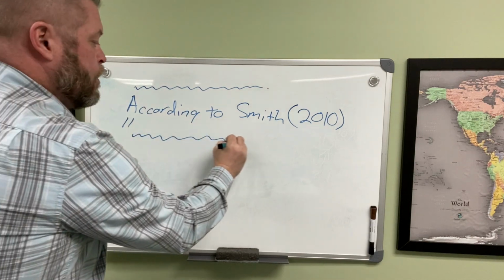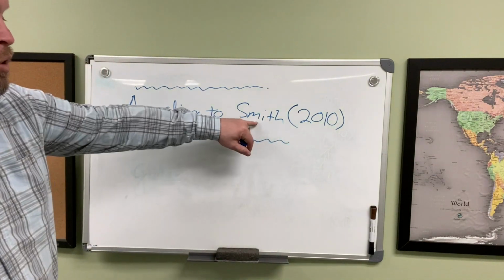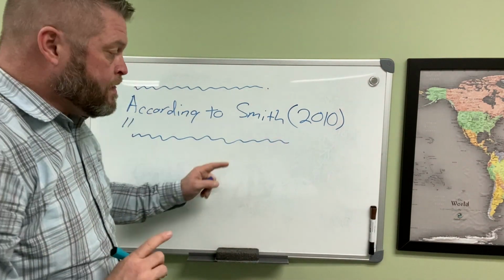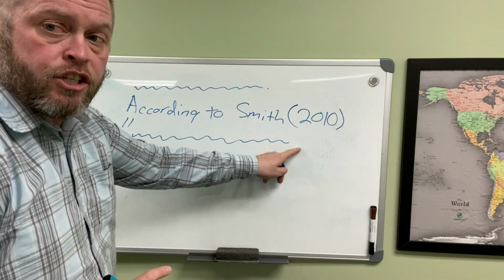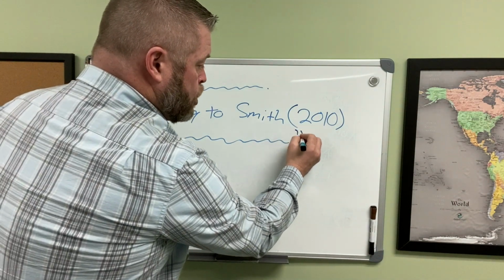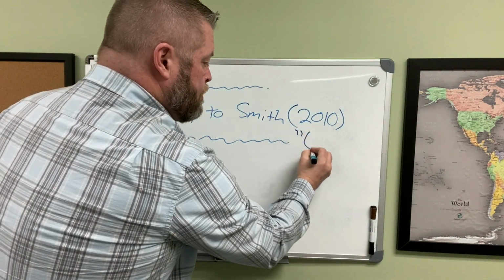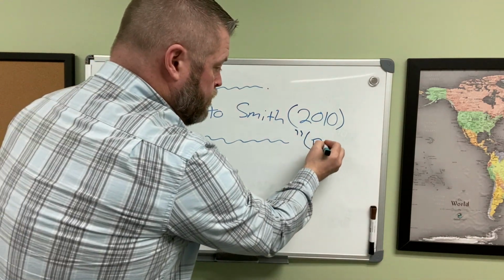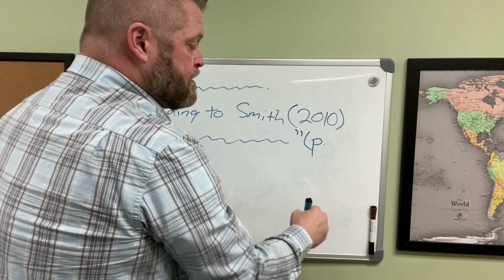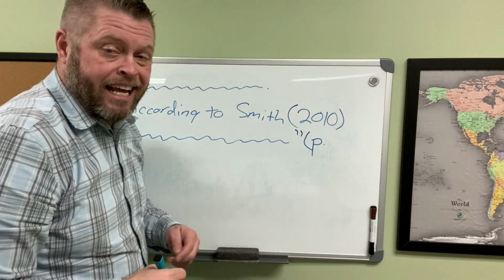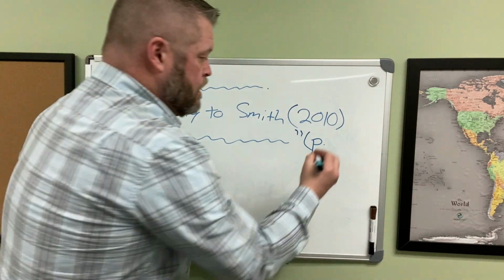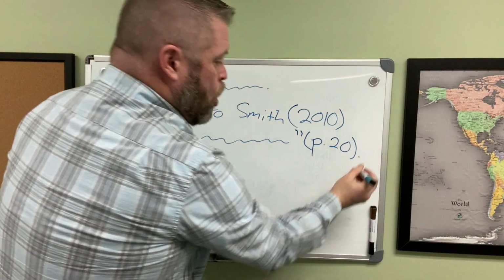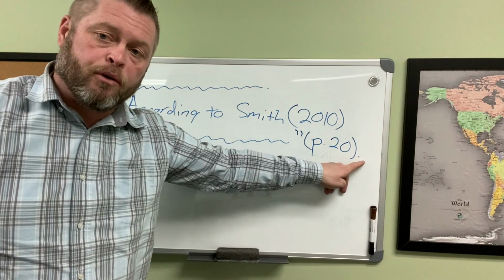I will then write the exact quote that I pulled out of Smith's article. When I'm done with that quote, no punctuation is going to go here. I'm going to close the quote. Then I'm going to open up another parentheses, and I'm going to put a lowercase p with the period, then a space, and then I'm going to put the page number. So let's pretend I found this on page 20. So I'm going to put 20, and then close parentheses with the period after the parentheses.